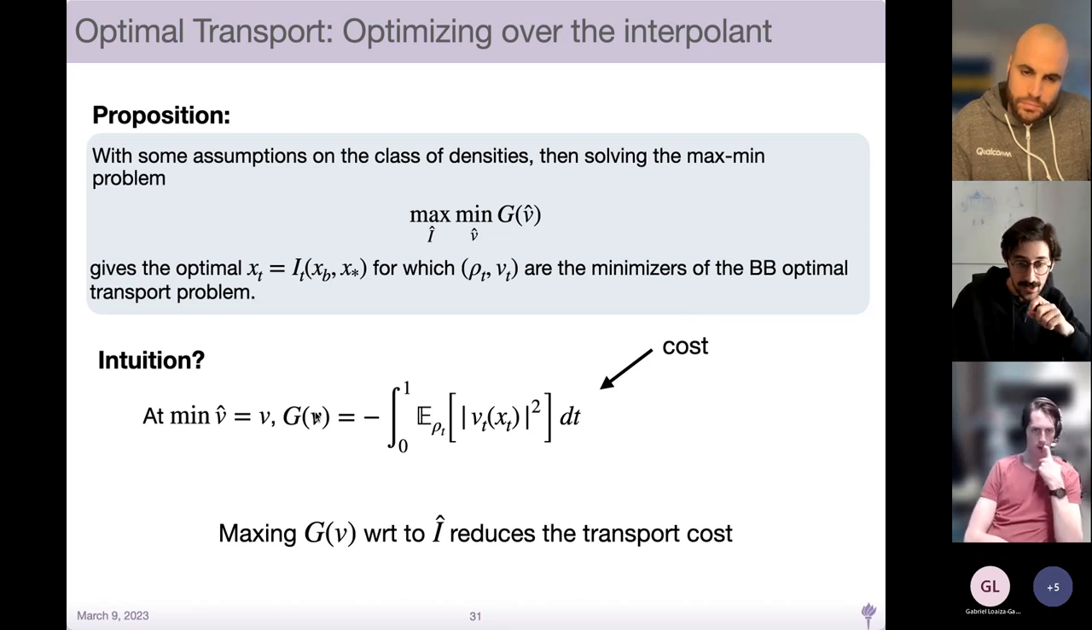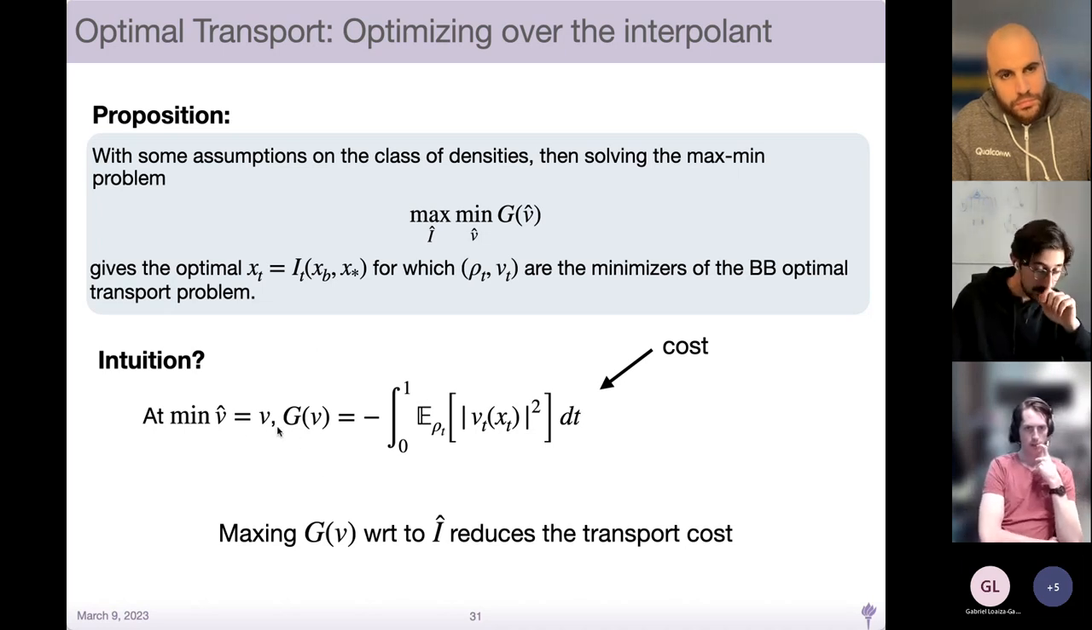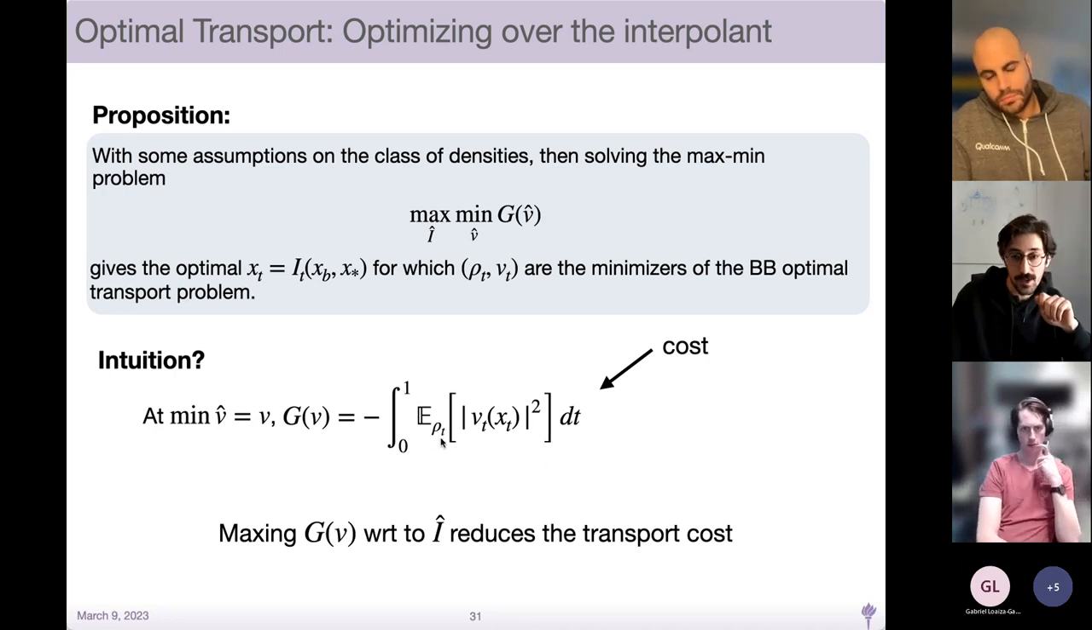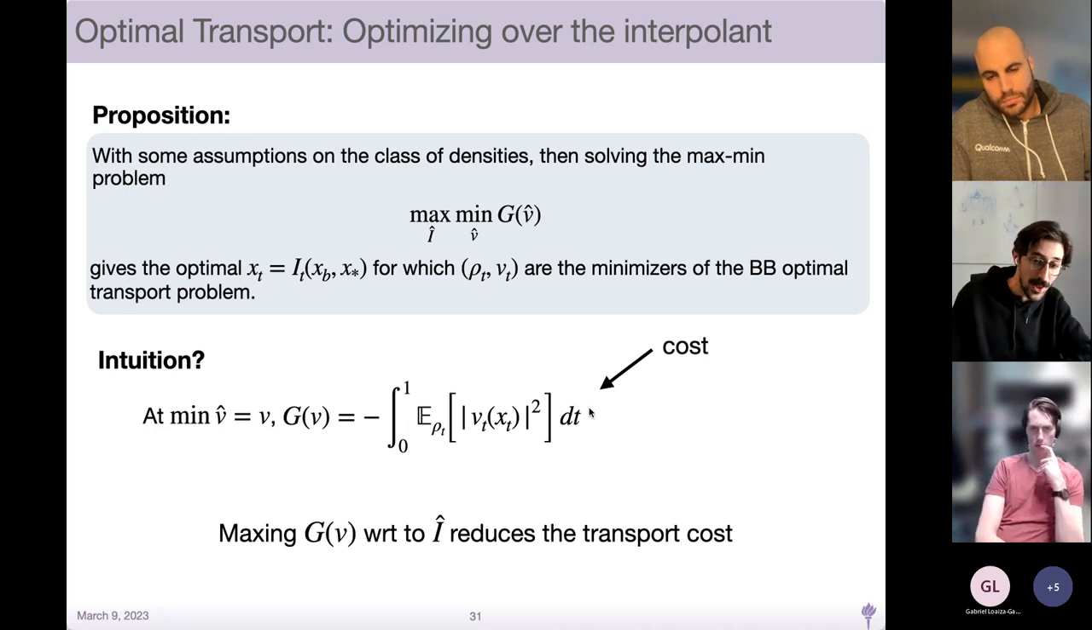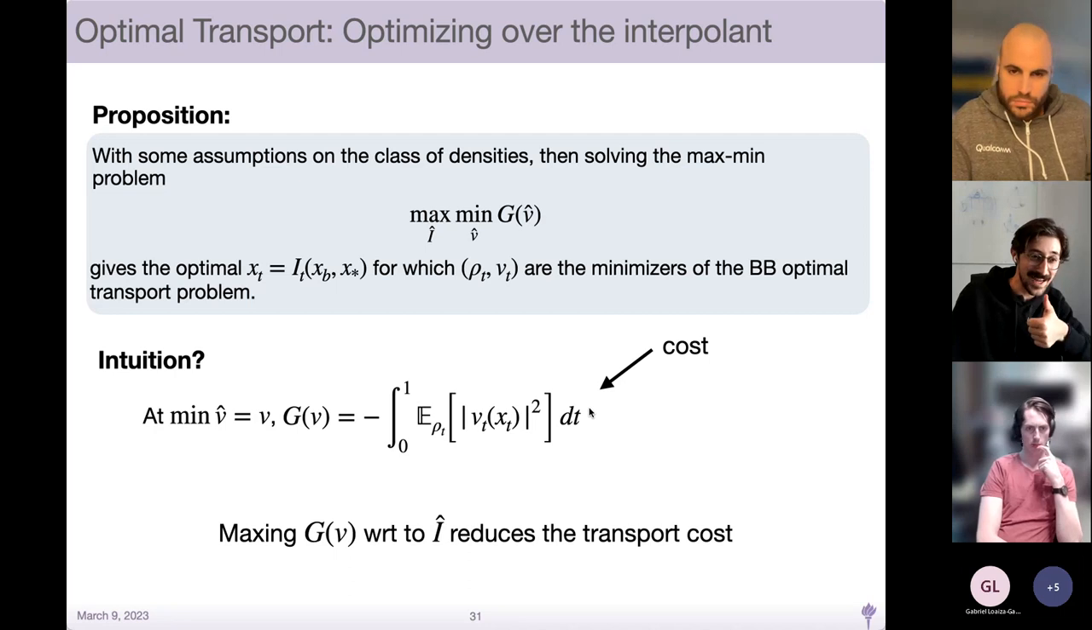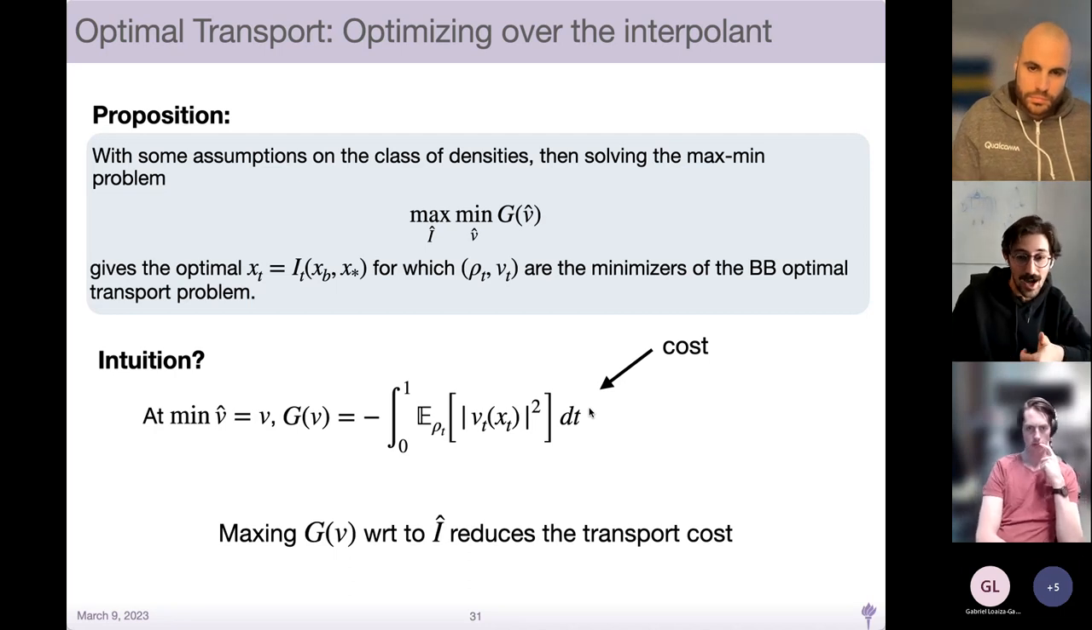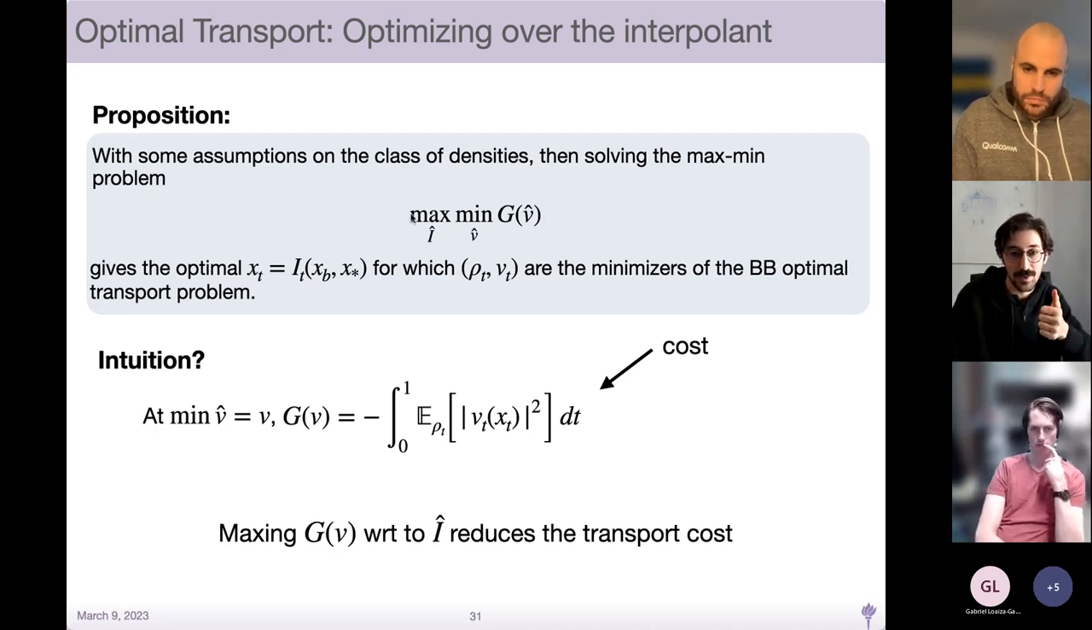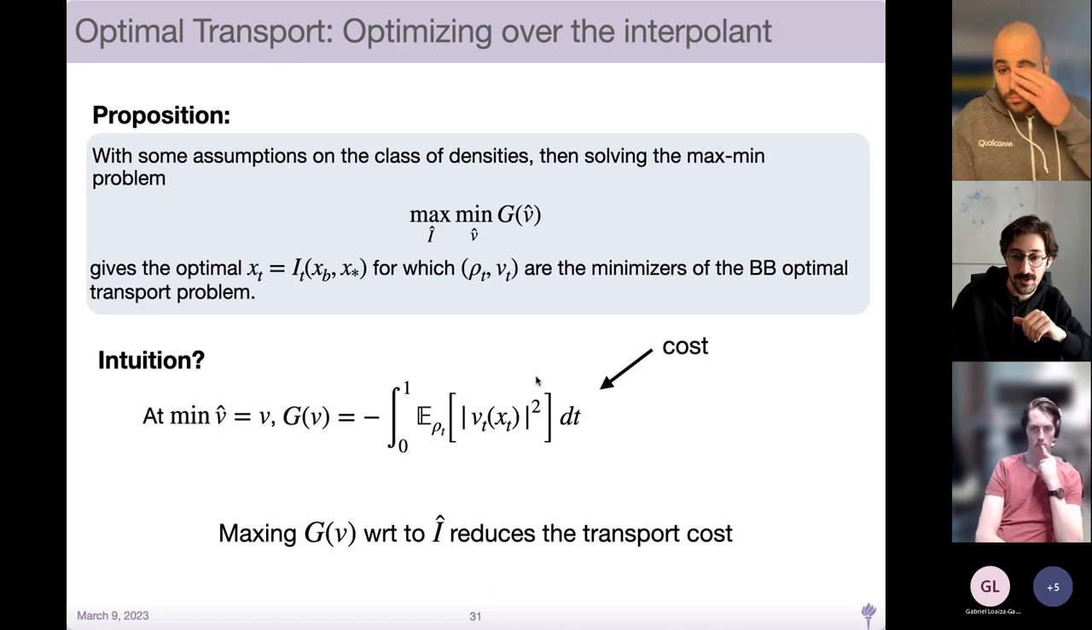Okay, the intuition for this is actually a little clearer in retrospect. I said that the velocity in the objective is minimized by the following quantity, which is the transport cost itself. This is the Benamou-Brenier transport cost. So it's minimized by the negative of it. All I want to do is make that quantity less and less negative, push it towards zero, i.e. I should be maximizing G with respect to the interpolant. So maximizing G with respect to the interpolant reduces the transport cost, just pictured right here.